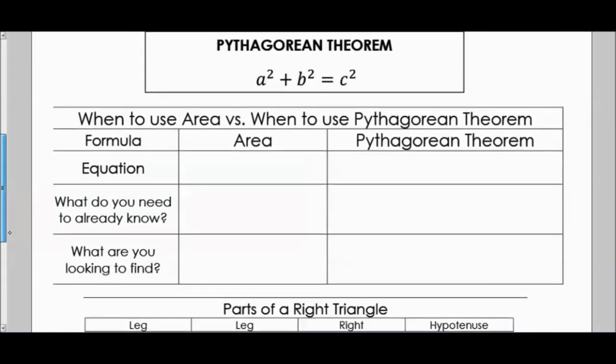So there's the Pythagorean theorem. That's a squared plus b squared equals c squared. A, b, and c are the 3 sides of the triangle. C is always the longest side. We'll talk more about that in a second. Before we do that, I just want to show you when we use the area formula versus when we use Pythagorean theorem. So the equation for area is 1/2 base times height. Pythagorean theorem is a squared plus b squared equals c squared.